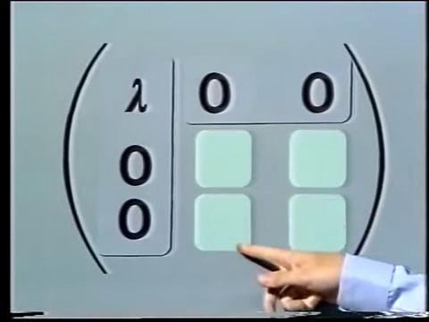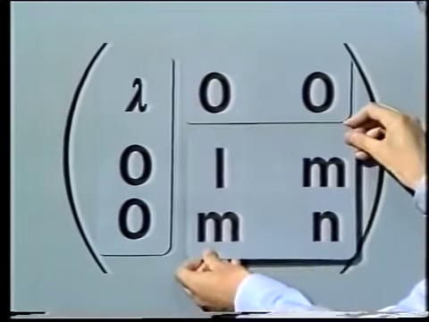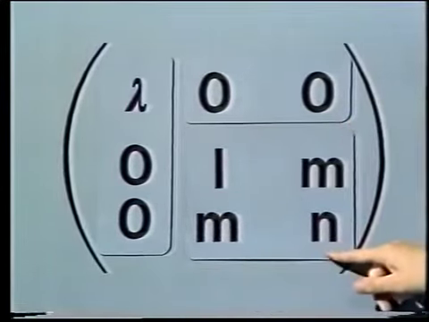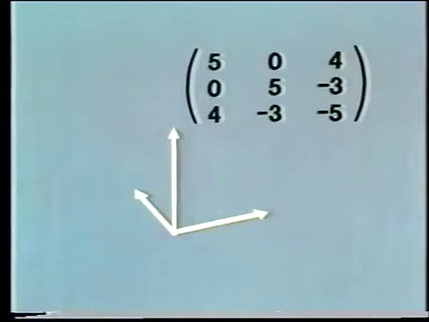And what can we say about the other 4 entries? Well, the whole matrix is symmetric, so these 4 entries must form a little symmetric 2 by 2 matrix. But we know that any 2 by 2 symmetric matrix can be diagonalized by means of an orthogonal change of basis, and that's going to help us diagonalize the whole 3 by 3 matrix. Let's see how that goes.